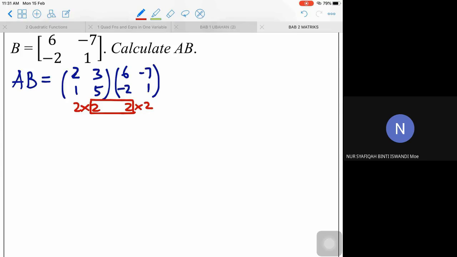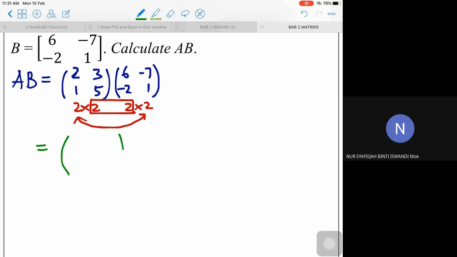The order of the product is 2 times 2. So our answer should have 2 rows and 2 columns. That means we have 4 elements inside our answer: 1, 2, 3, 4. And this is the arrangement.